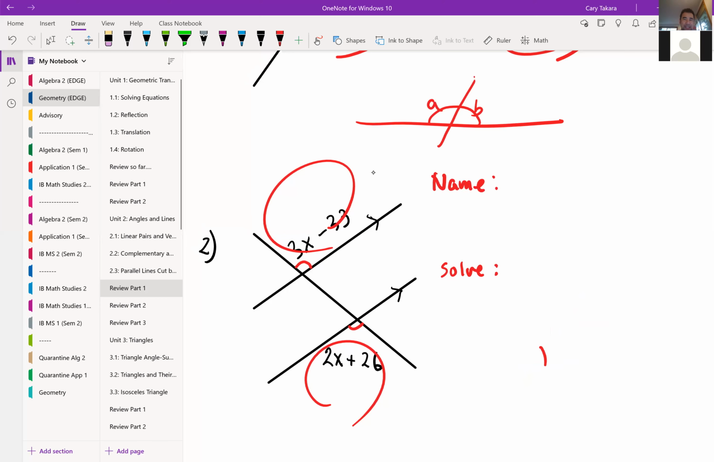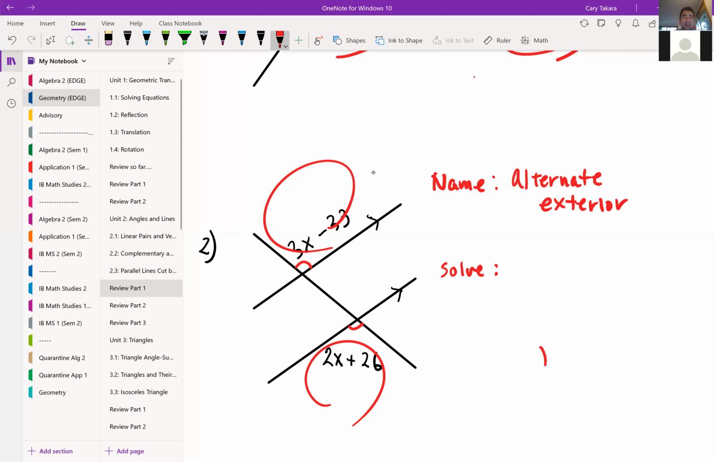But this one is very good, excellent. This is alternate exterior, because one is on the left side, one is on the right side, and they are outside of the parallel lines. So that's alternate exterior angles. And then what's the relationship? This one again is A equals B. They are equal to each other.